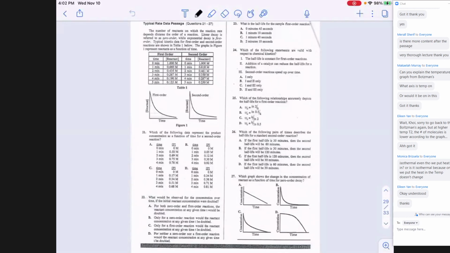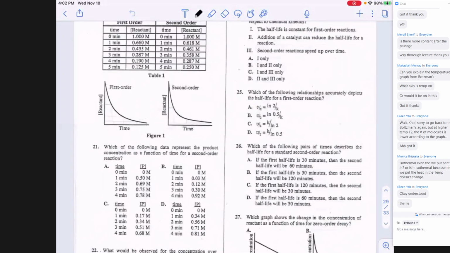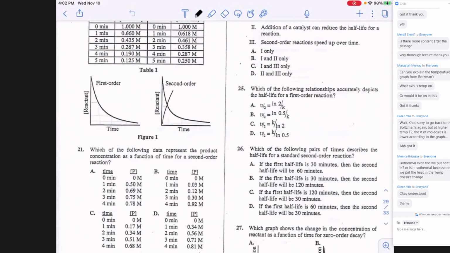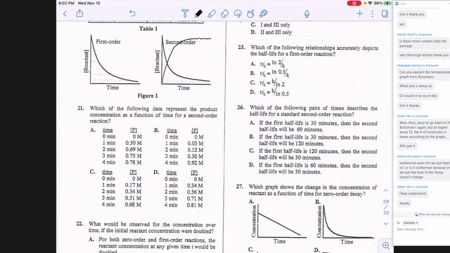So number 21. We're looking at the products as a function of time, right? So we have a second order reaction that's occurring that we know. So we really should be mirroring this graph and doing the reverse, getting to here. Does that make sense? So which of these data point ones is going to give us that closest?